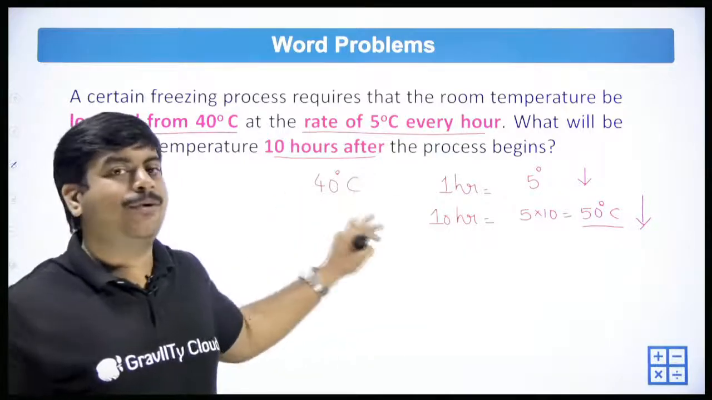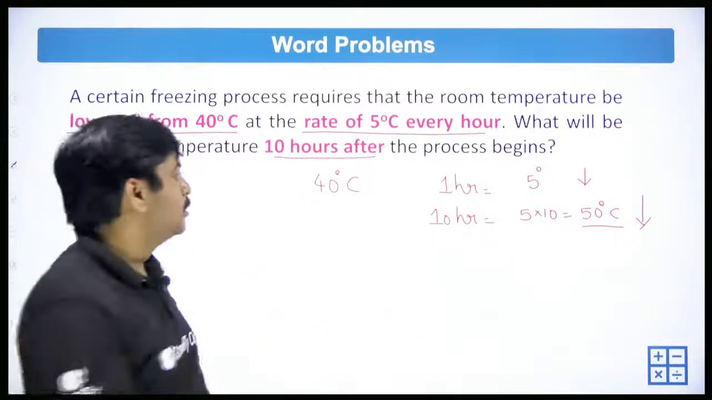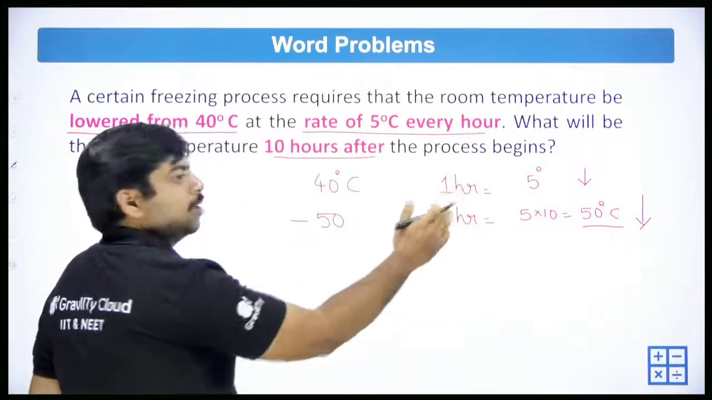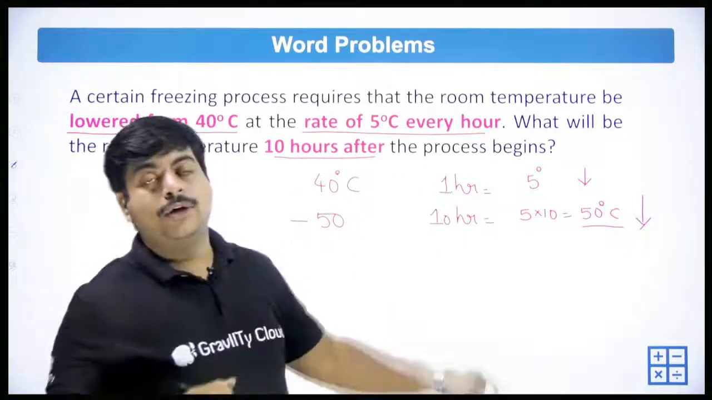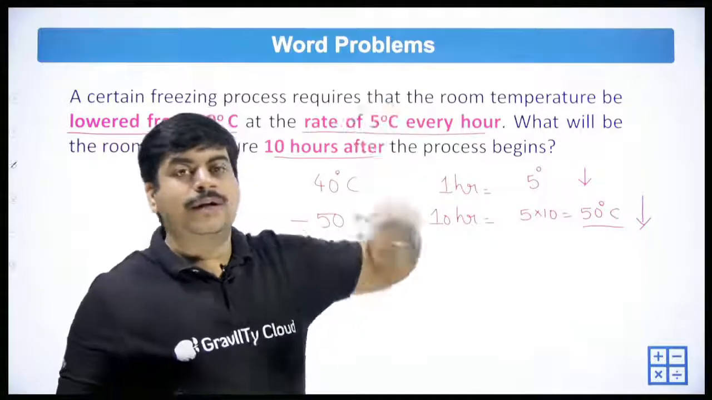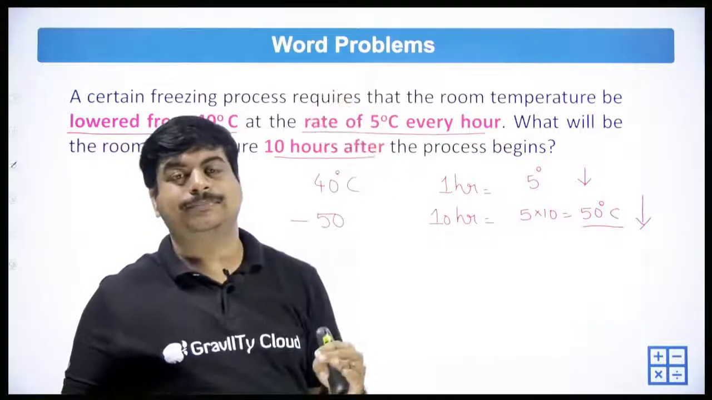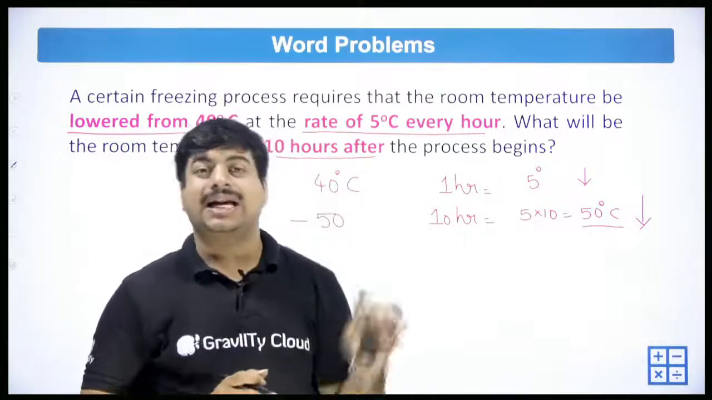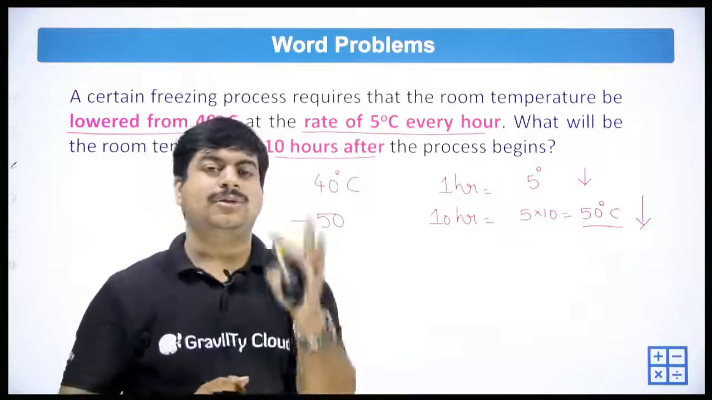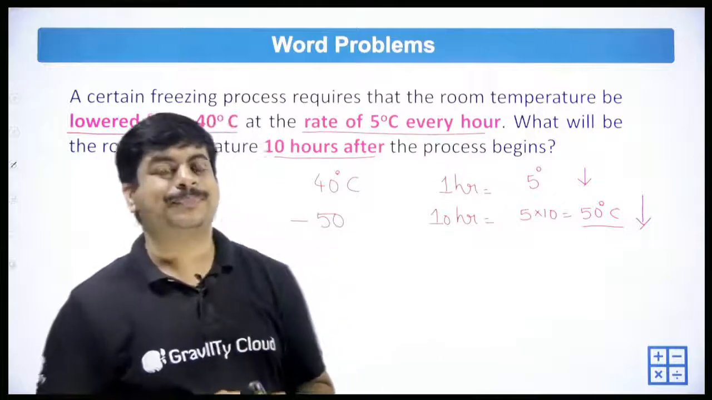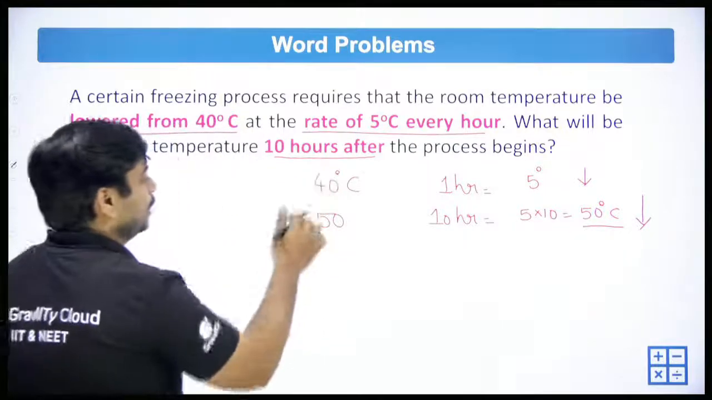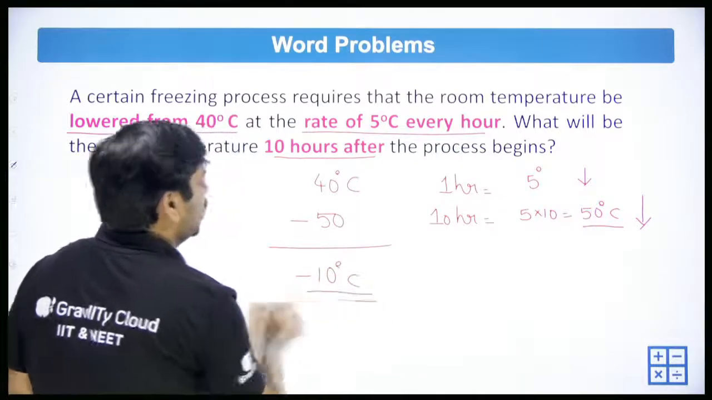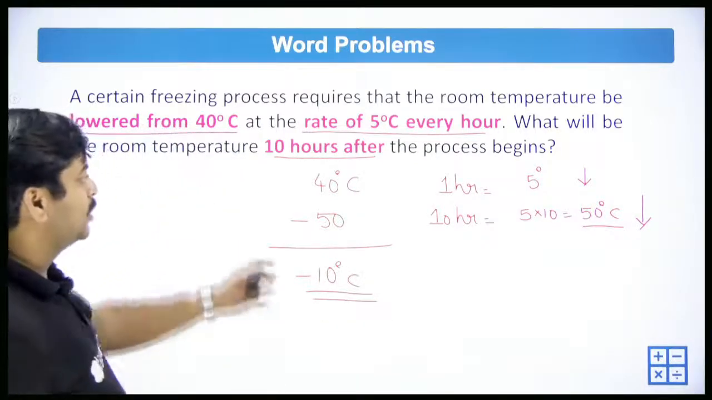What is the initial point? 40 degrees. So from 40, you are decreasing by 50. You should not go up, because you are not increasing, you are lowering. Lowered means you are decreasing. That is the reason I am saying word problems are very important to understand and very easy to solve once you understand the question. So 40 minus 50 will give you minus 10 degrees Celsius, right?